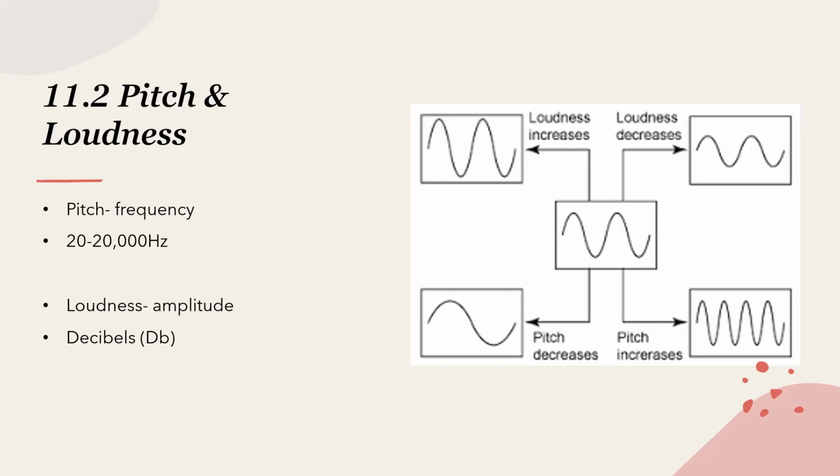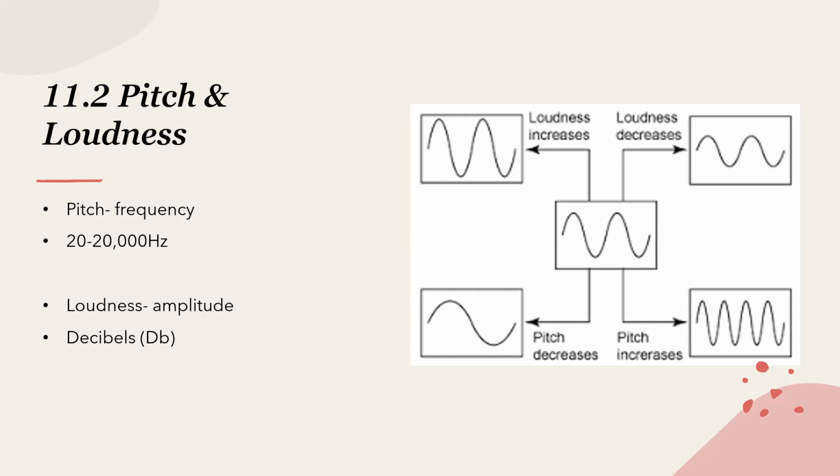And loudness and amplitude are related in the same way as pitch and frequency. So they're directly related, which means that if you have a higher amplitude or a higher vertical height of your wave, you're going to have a loud sound. Whereas if you have a lower amplitude, you're going to have a low sound. So they're also directly related.